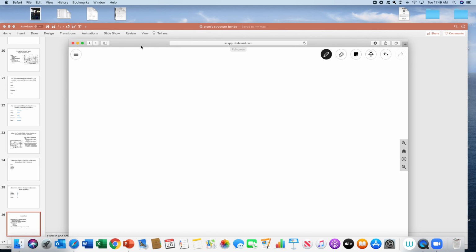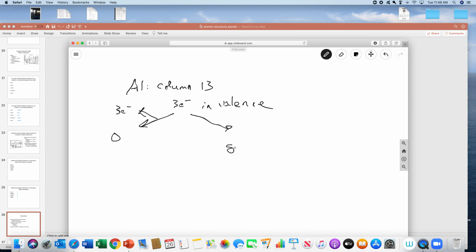Okay, if we go to the whiteboard, let's say we look at something like aluminum. If you look at your periodic table, aluminum is in column 13. That means it has 3 electrons in the valence. That means it would have a choice. It could either lose all 3 and have 0, by spitting out 3 electrons, or it could get to 8 electrons, but to do that, it would have to gain 5.